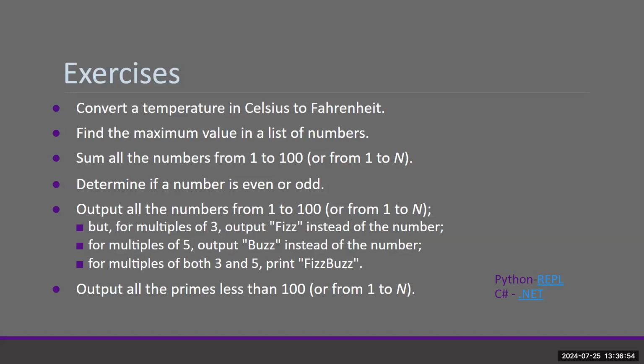The exercises we're going to be going over are converting a temperature from Celsius to Fahrenheit. We're going to be finding the maximum value in a list of numbers. We're going to be summing all of the numbers from 1 to 100. You can determine if a number is even or odd. And then we've got the FizzBuzz program, basically outputting all the numbers from 1 to 100. For multiples of 3, you output fizz. For multiples of 5, you output buzz. And for multiples of both 3 and 5, you print FizzBuzz. And lastly, output all of the primes that are less than 100.